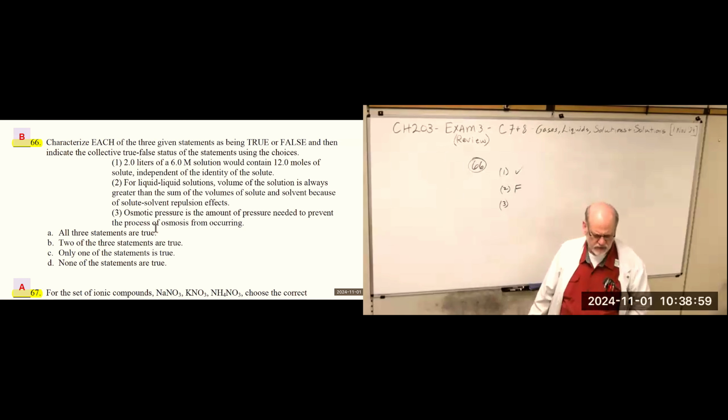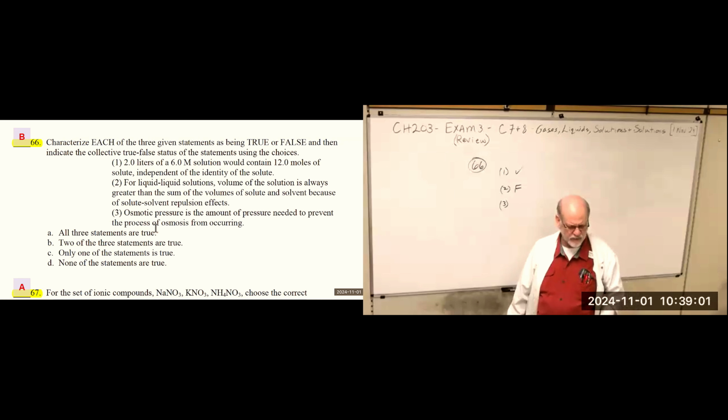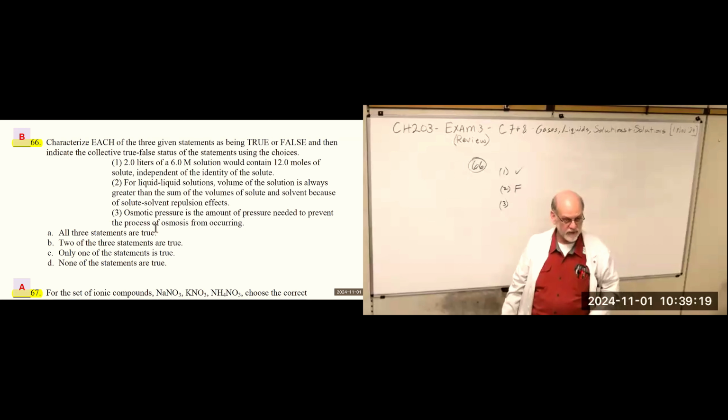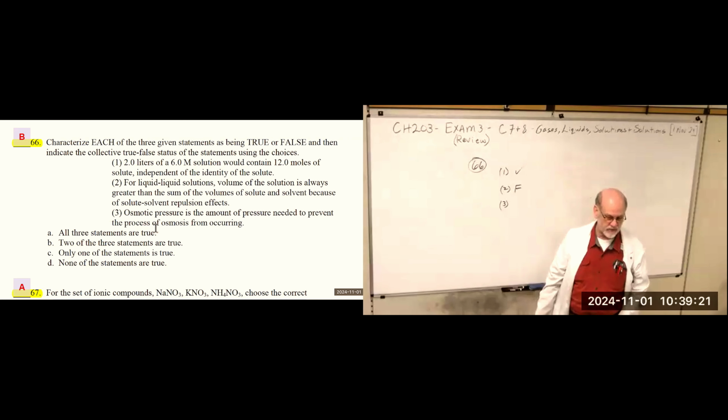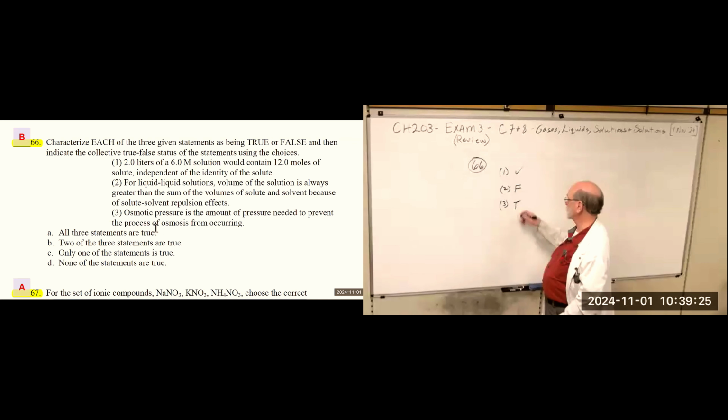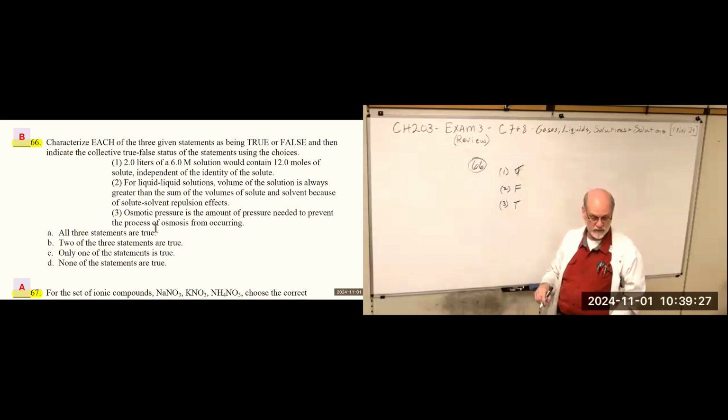3, osmotic pressure is the amount of pressure needed to prevent the process of osmosis from occurring. That's one way of putting it, right? As the level of that hypertonic solution rises, then the pressure on the membrane increases, and then at a certain point, osmosis stops. So that's another way of putting it. Osmotic pressure is the amount of pressure needed to prevent the process of osmosis from occurring. That's true. 2 of them are true.